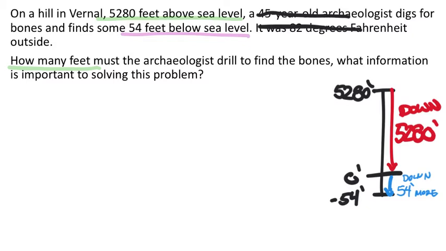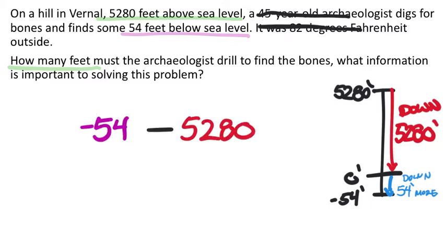Now, hopefully this helps us to see what operation we're using. It's a distance between two values on what I've made as a vertical number line. So that tells me that I'm going to be using subtraction. Since it's subtraction, I want the ending to be my first value, which was the negative 54, and then my second value to be where we started to dig, 5,280 feet. So this is a direct subtraction problem. It's not minus negative. The 5,280 is positive. It was above sea level.